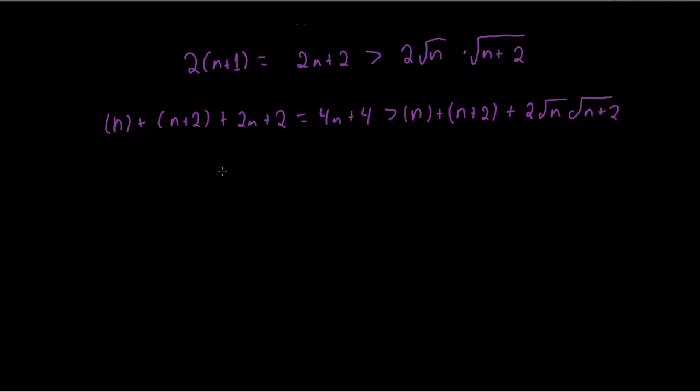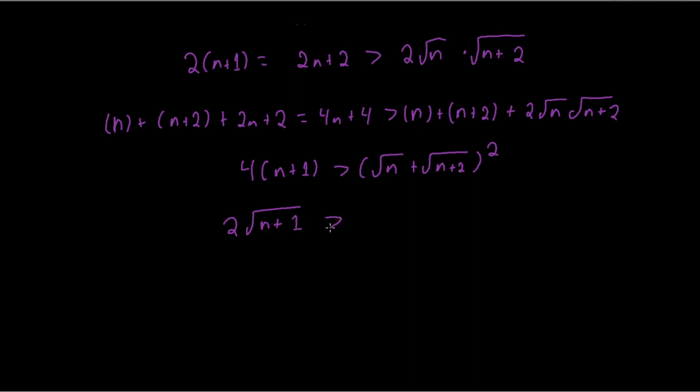Now we're going to simplify again. We can rewrite the left-hand side as 4 times n plus 1, which is bigger than the square root of n plus the square root of n plus 2, squared. Next up, we're going to take the square root of both sides. So that becomes 2 square root of n plus 1, which is bigger than the square root of n plus the square root of n plus 2.